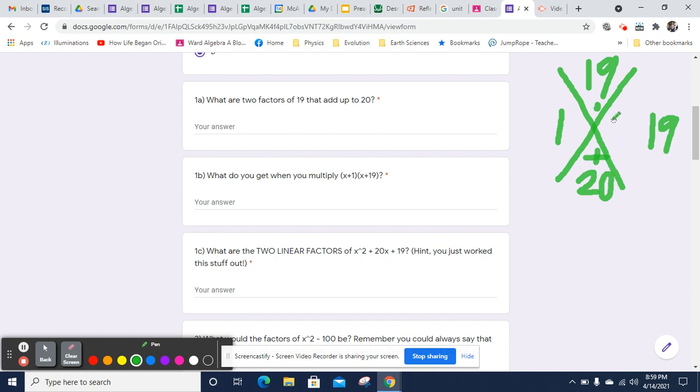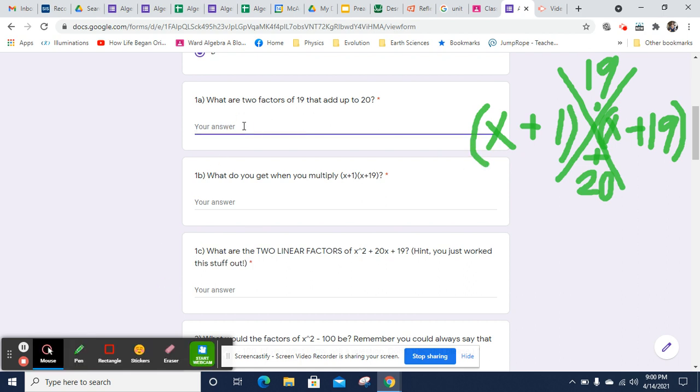In fact, we could just go ahead and think about this. If this was x squared plus 20x plus 19, then these would actually be the factors of it. So x plus 1 times x plus 19. So our answer is, of course, 1 and 19. Those would add up to 20 and multiply to make 19.